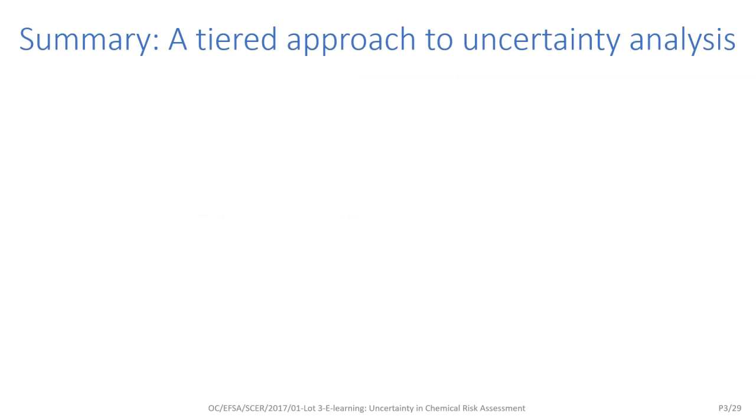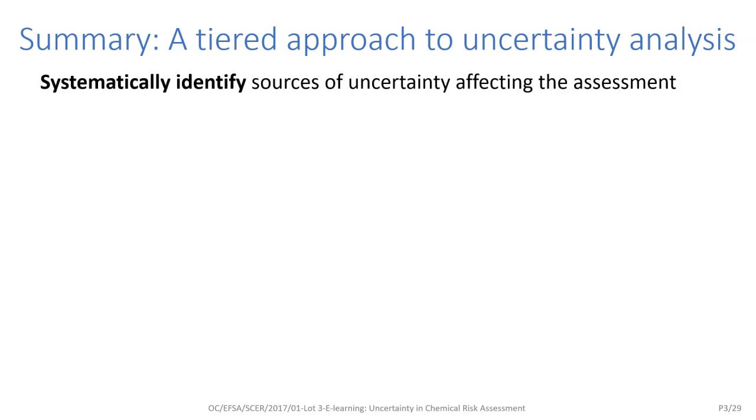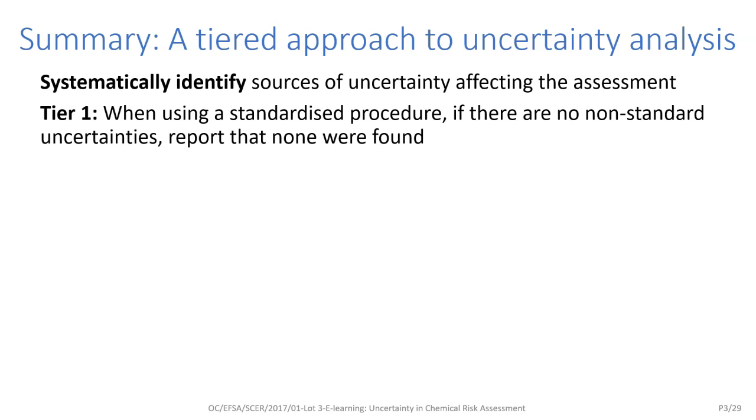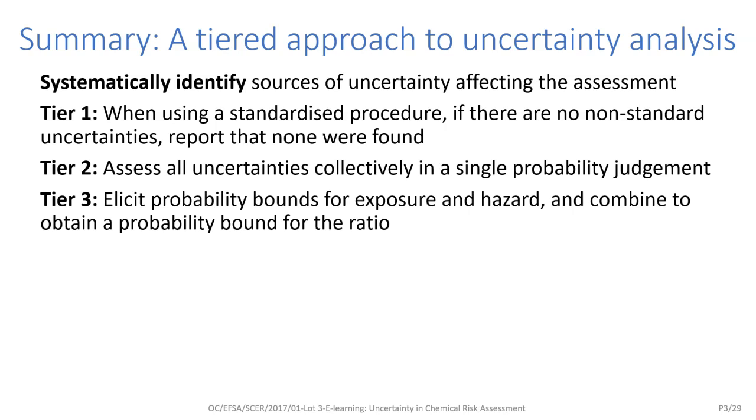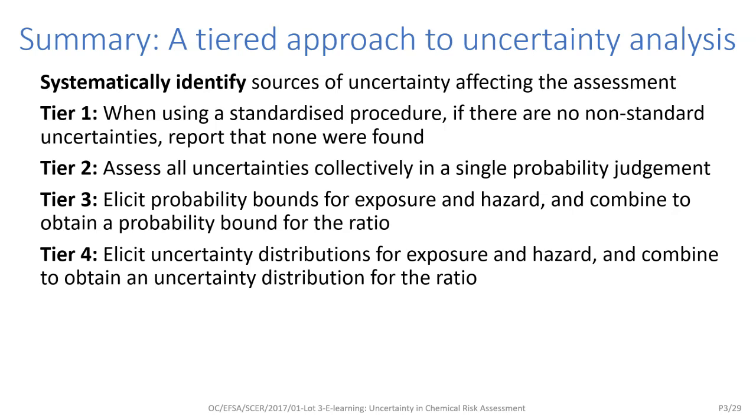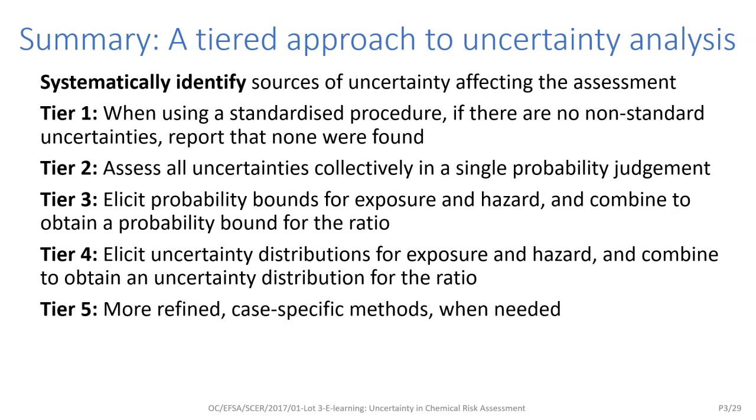In summary, these three presentations have introduced a tiered approach to applying EFSA's uncertainty guidance in chemical risk assessments. In all assessments, you need to systematically identify sources of uncertainty that are present. In Tier 1, when using a standardized procedure, if there are no non-standard uncertainties, it is sufficient to report that none were found. In Tier 2, assess all uncertainties collectively in a single probability judgment. In Tier 3, elicit probability bounds for exposure and hazard and combine to obtain a probability bound for the ratio. In Tier 4, elicit uncertainty distributions for exposure and hazard and combine to obtain an uncertainty distribution for the ratio. And in Tier 5, more refined case-specific methods where needed.